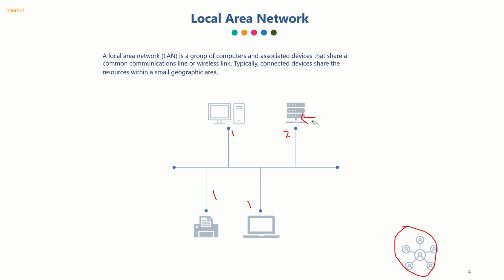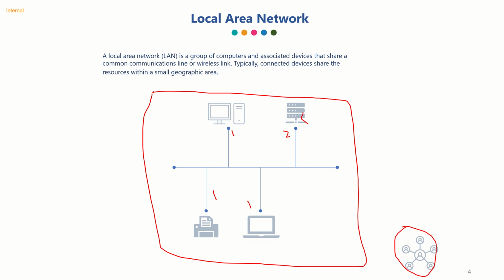So let me quickly erase that. This particular thing is just located in your hospital. It's not outside of your hospital. So you just take your hospital and you form everything using your devices and your cables and your network devices here. So everything is internal and it's in a small geographic area, it's in your eyesight. So that's how you form a local area network.